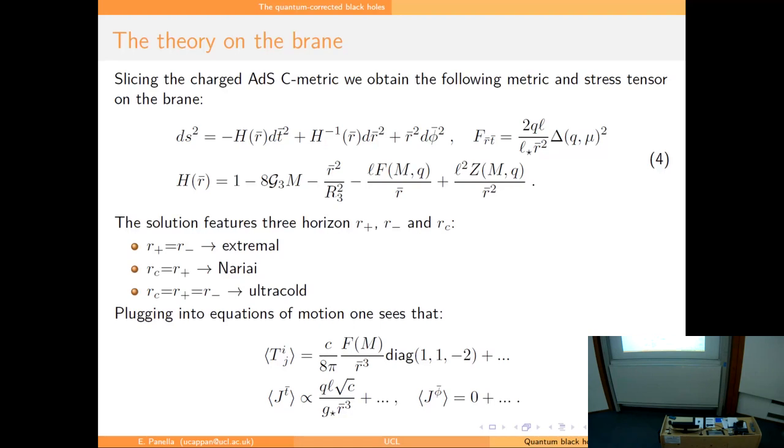Maybe of interest is the Nariai limit, which is the biggest black hole that you can fit in de Sitter space without having a naked singularity. If you take all of these two limits together, you get the ultra-cold limit.